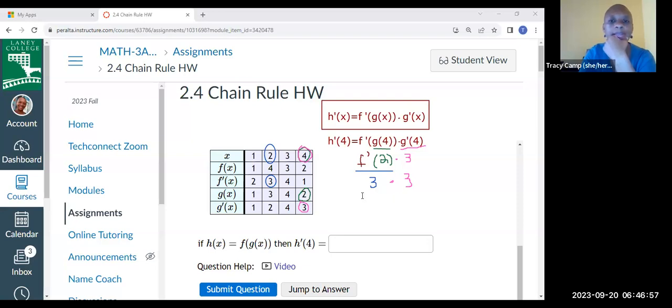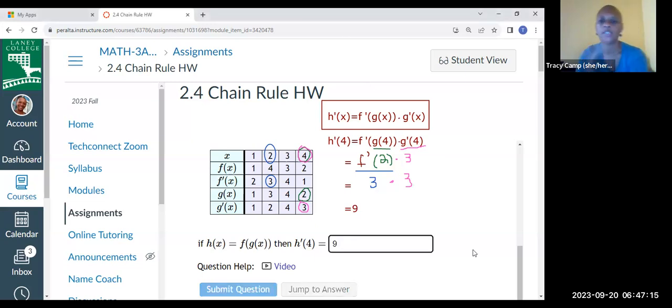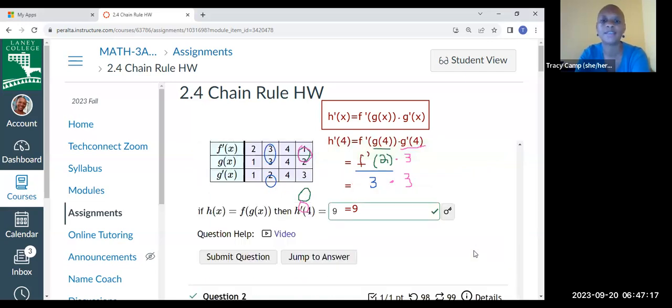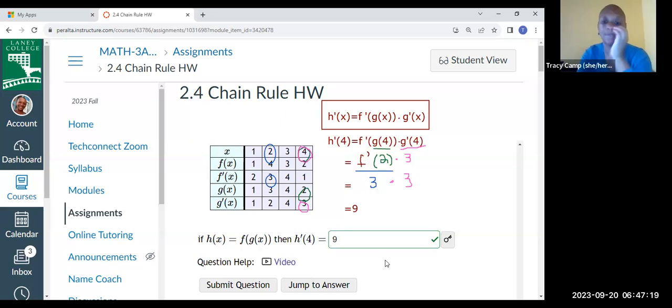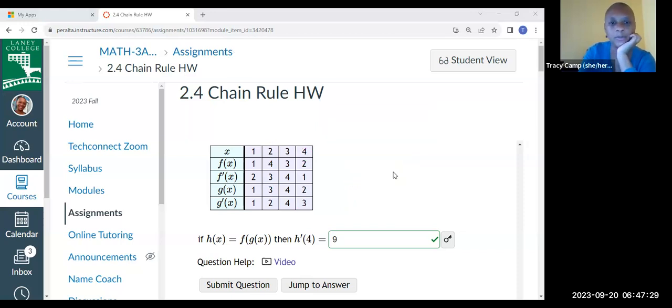So my final answer equals 9. That's it for number 1, using the chain rule, really directly using that rule. And then let's look at one last problem. And again, if you have questions about other problems, come to our work session.